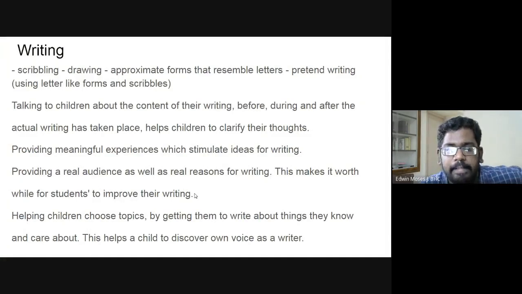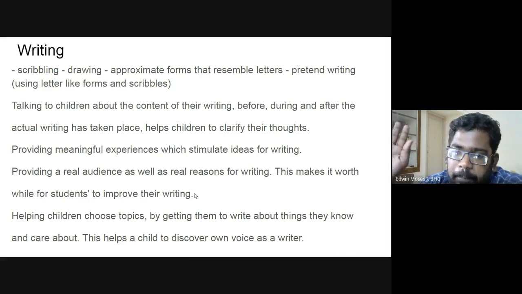So coming to writing, drawing approximate forms that resemble letters. Talking to children about the content of the writing during and after the writing process. You give a writing activity and facilitate them, help them to express themselves through writing. Clarify their thoughts. Provide meaningful experiences that stimulate their writing. Ask them to write a creative piece, they will come up with that. Or show them a picture and ask them to write about it. They will come up with so many ideas, so many expressions.